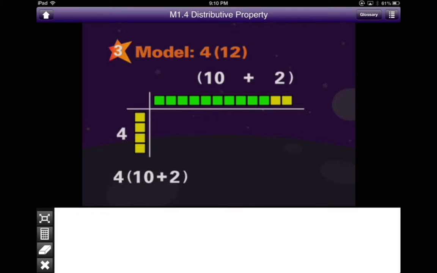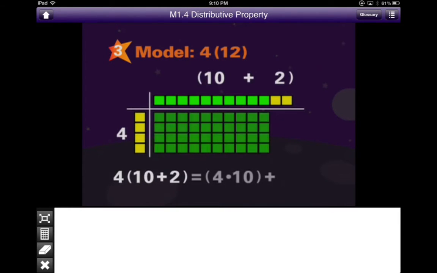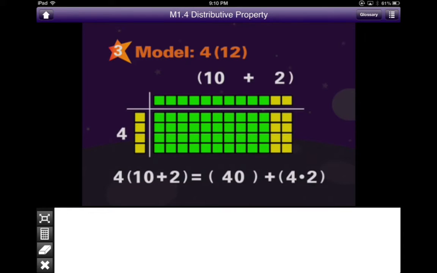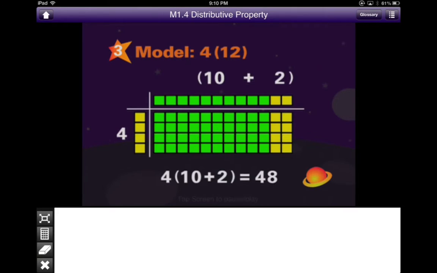4 times 12 is equal to 4 times 10 plus 4 times 2. 4 times 10 is 40, and 4 times 2 is 8. 40 plus 8 is 48. Okay, hopefully you're really starting to see how this is working. And don't worry, I'm going to write it down and write a few more examples for you.